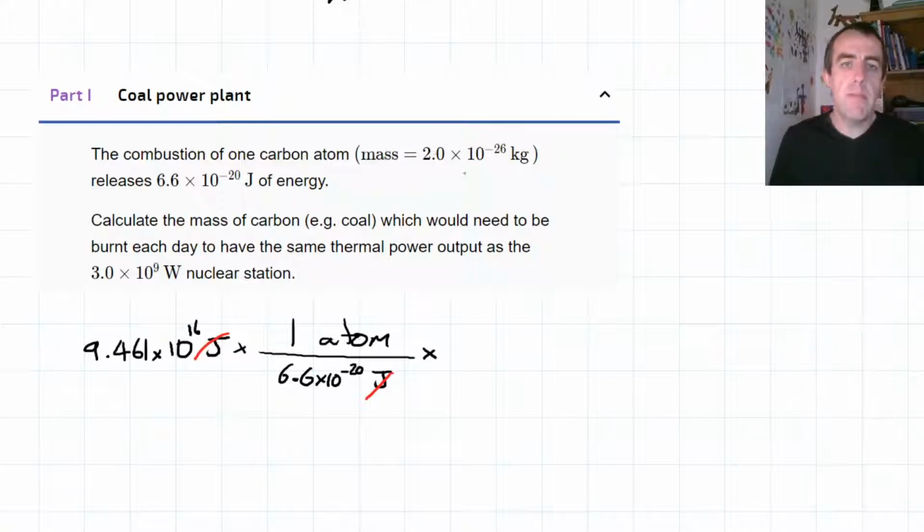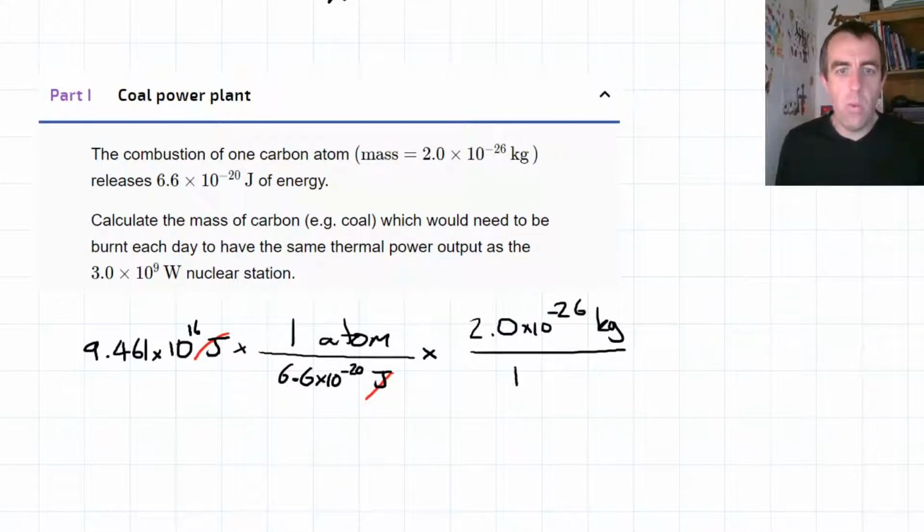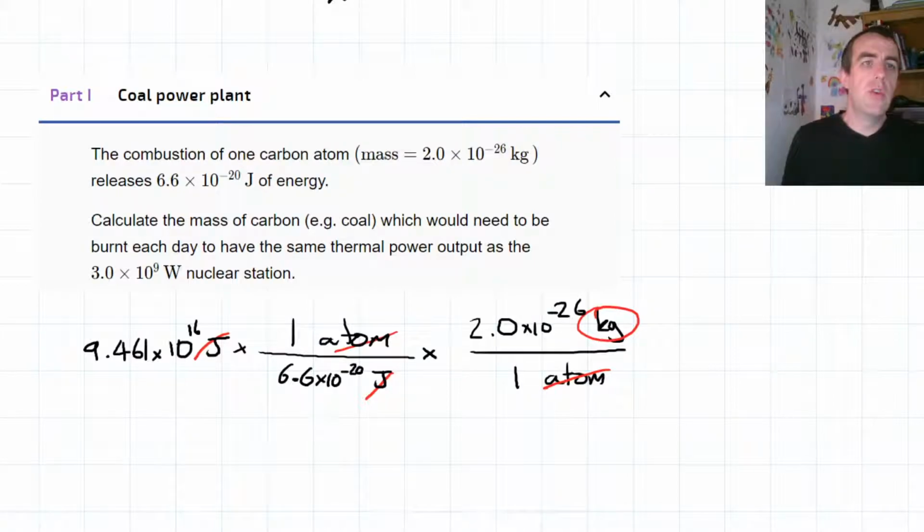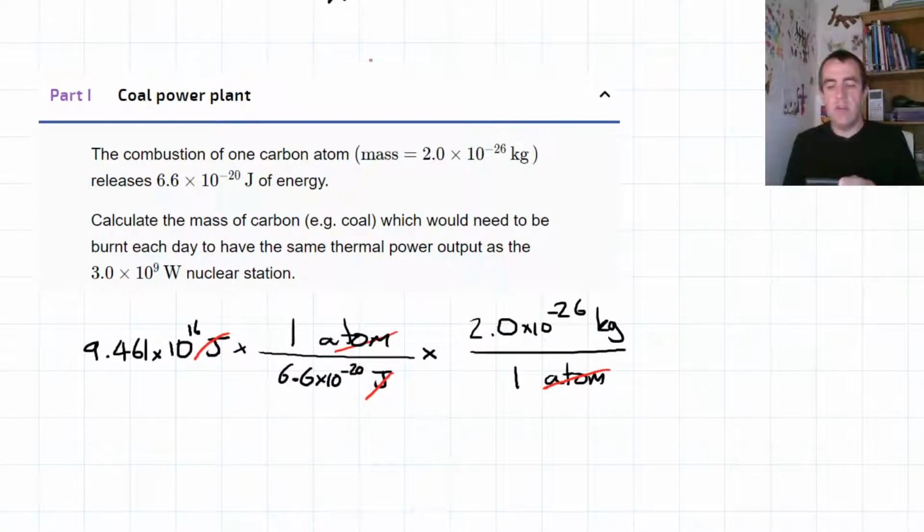And now I know the mass per atom, and I want to know the total mass. So 2.0 times 10 to the negative 26 kilograms per 1 atom, and that'll allow me to cancel the atoms, and the only unit I'm left with is kilograms. So you can see this is quite a quick way of getting rid of guesswork and knowing whether you're multiplying or dividing by numbers when doing conversions.